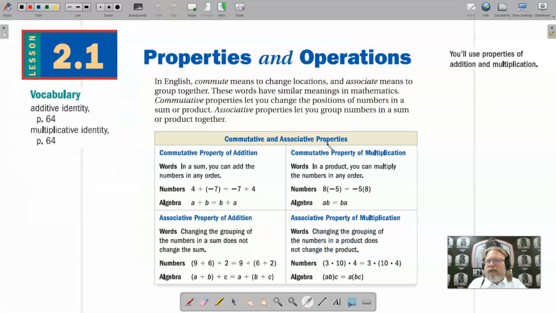All right, so this one was lengthy, but it is complete. So that was lesson 2.1 from the text, where we did properties and operations.